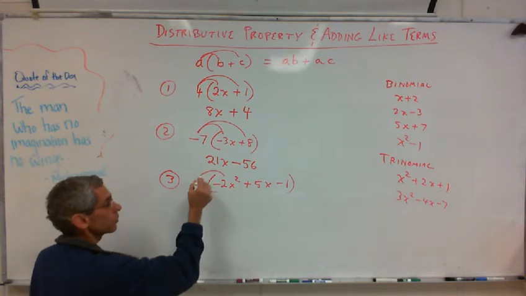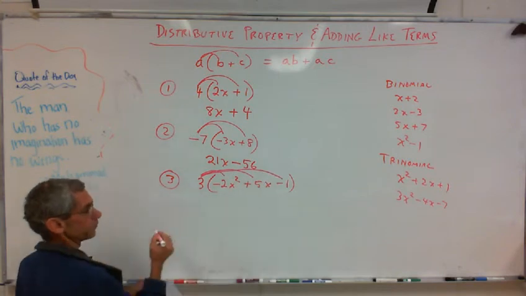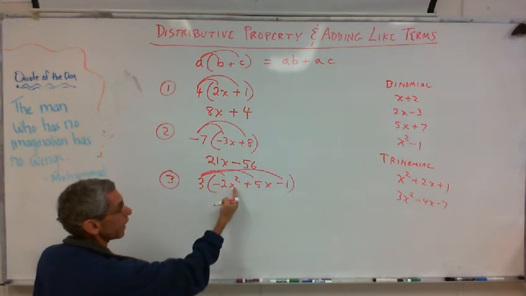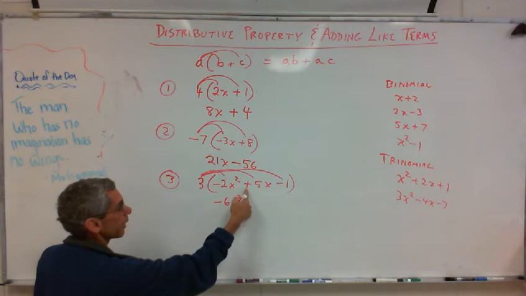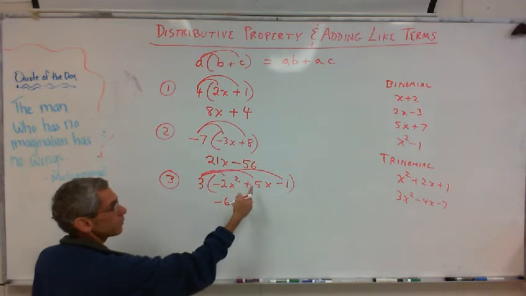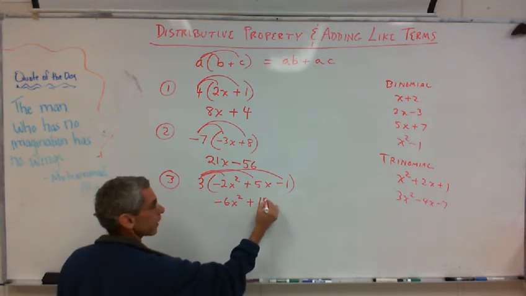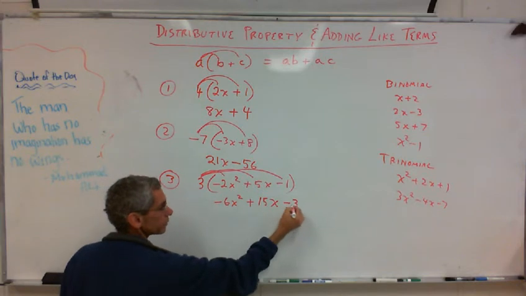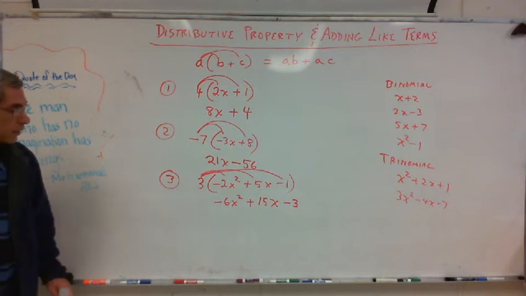So I'm going to do my little arcs. 1, 2, 3. 3 times negative 2 is negative 6, so negative 6x squared. And then I bring down my plus sign. 3 times 5x is 15x. And then 3 times negative 1 is minus 3. Pretty easy, right? Really easy.